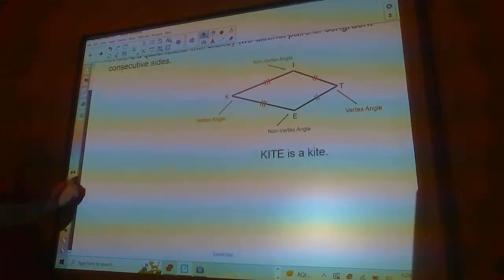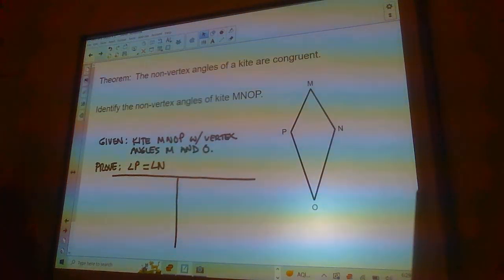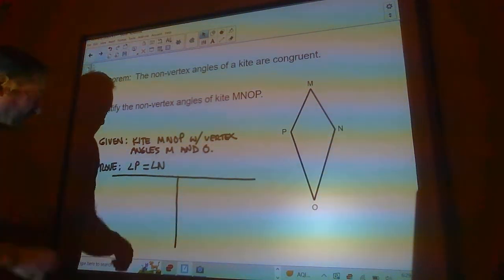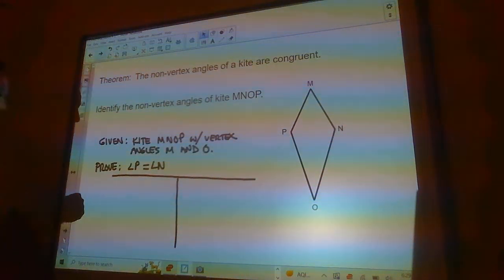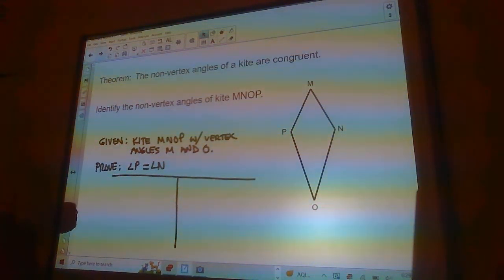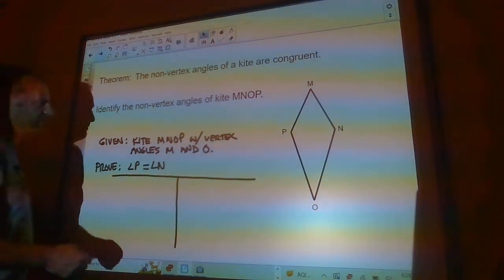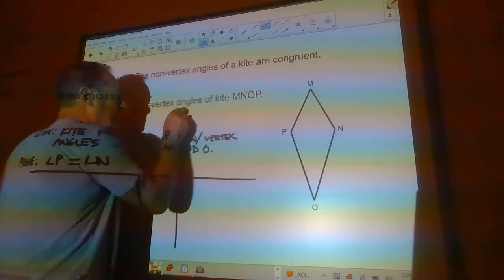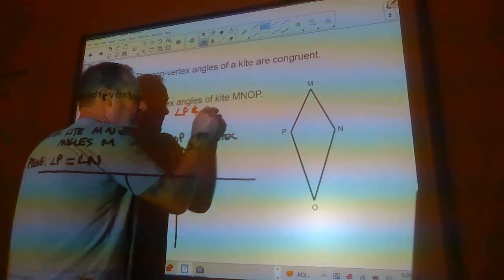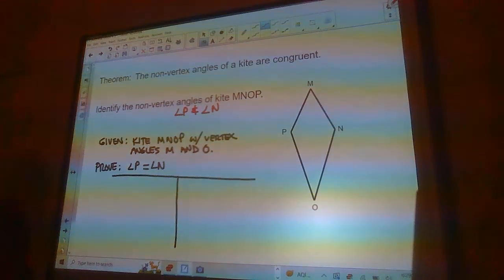Okay. So what are some of the properties of the kites? Well, the non-vertex angles of a kite are congruent. So what we're saying here is if we have kite MNOP and they have vertex angles M and O, then angle P has to be equal to angle N. So the first thing you're going to do is identify the non-vertex angles here. That would be angle P and angle N. So how do we prove this?